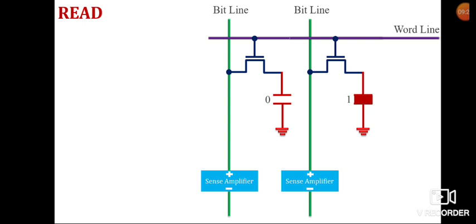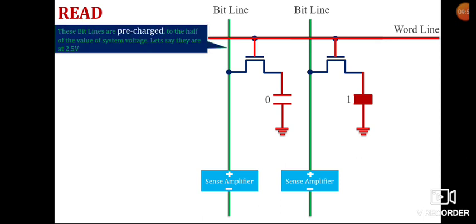Okay, now let's see how this read operation will be performed. For that, I have first enabled the word line. How is this enabled? When this particular row of DRAMs is selected by the address decoder, then it will be enabled, and the same scenario prevails: both the NMOS will be turned on, and a connection will be established between the bit line and the capacitor.